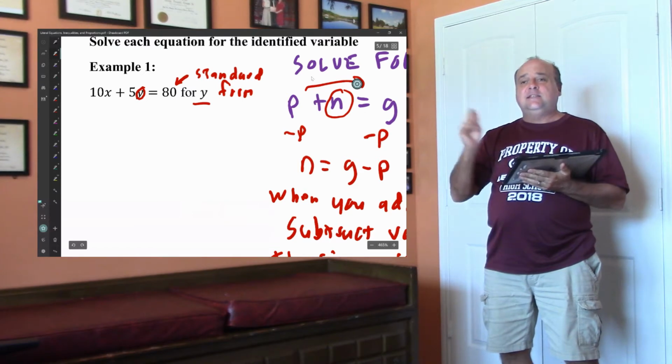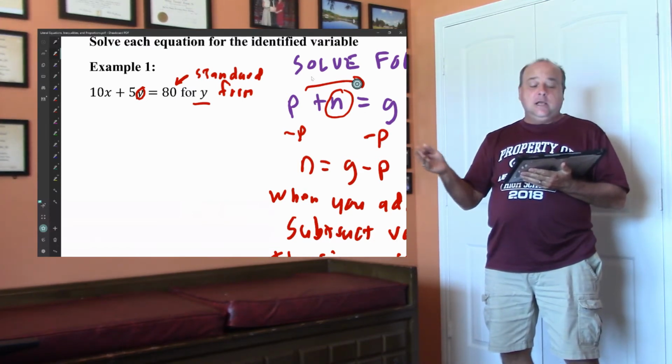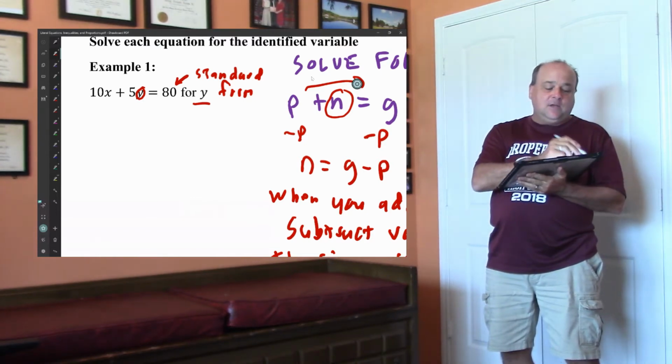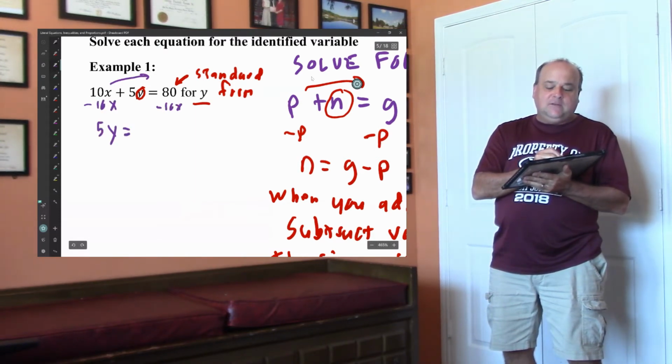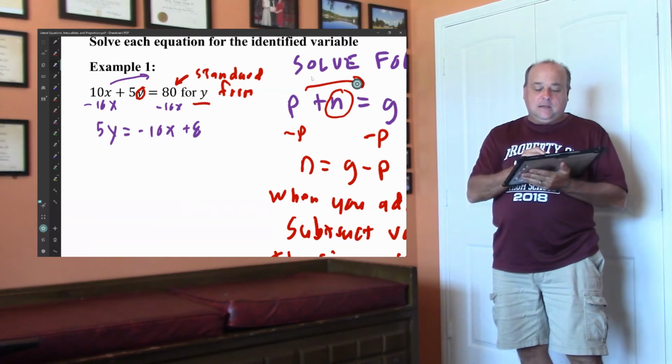Notice we have the 10x and the 5, don't we? You add or subtract first, then you multiply or divide. So we're going to add or subtract the 10x across, and then we're going to divide by the 5. So let's move the 10x across. Notice it's going to go from a positive 10x to a negative. And let's put the 10x in the middle. So we have 5y equals negative 10x plus 80.